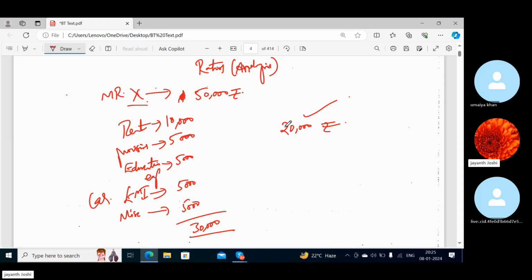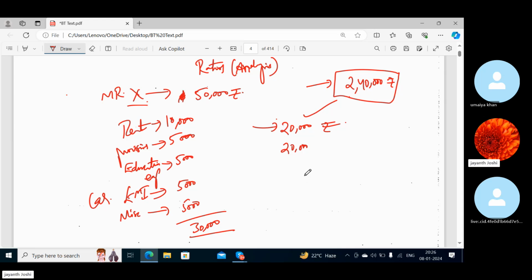Now see, Mr. X has 20,000. Every month he will be saving around 20,000. So at the end of the year, he may have 2,40,000 rupees in his account. This is not called growth. This is called accumulation of money. Don't say, sir, on January 1st he had 20,000 and at the end of the year he has 2,40,000, so his money has grown. No, this is not growth. This is accumulation.